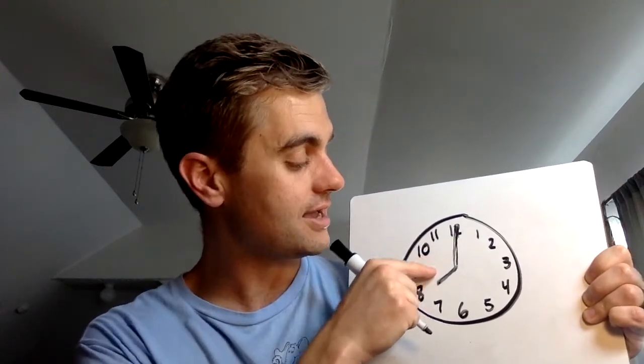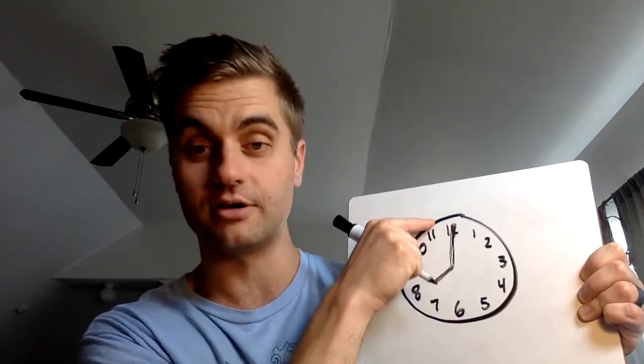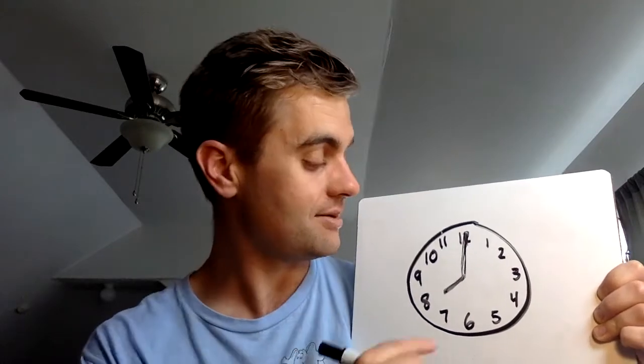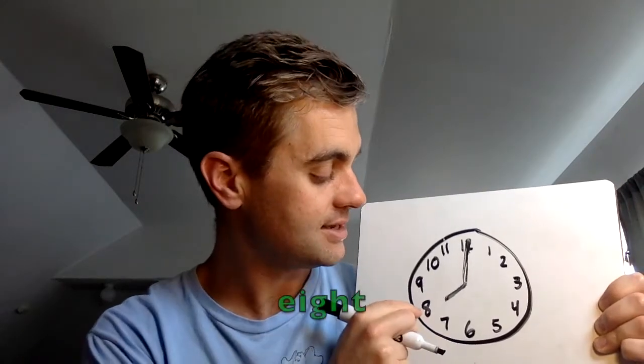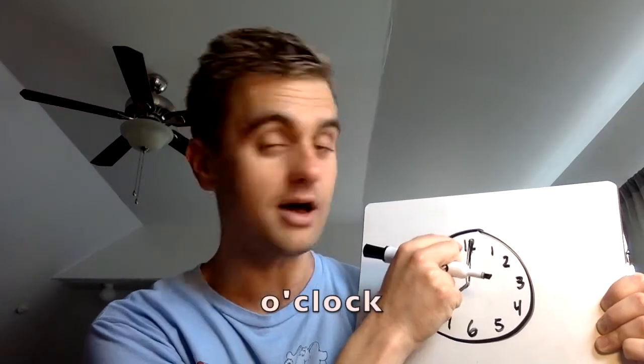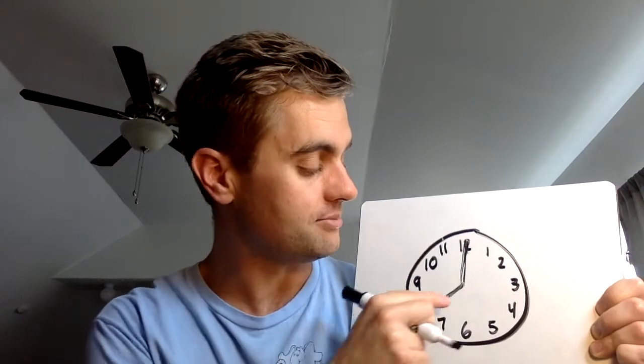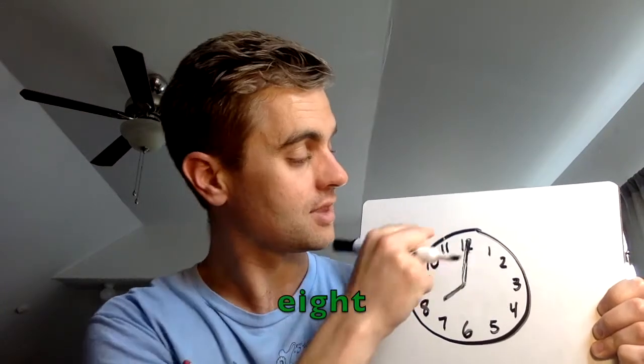So I'm going to draw a short hand, and let's say it points at the 8. So notice how the hour hand is much shorter than the minute hand. So here's how we read the time. We notice that the hour hand is pointing towards the 8, and we know that the minute hand is pointing towards the 12, so we say o'clock. So we read the time like this: 8 o'clock. Let me show you that one more time. 8 o'clock.